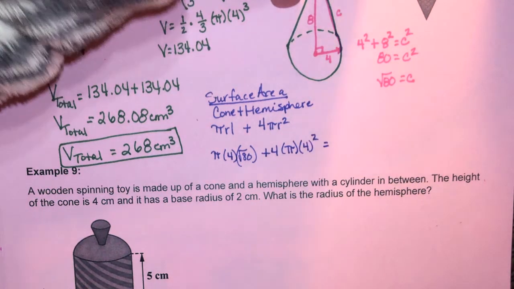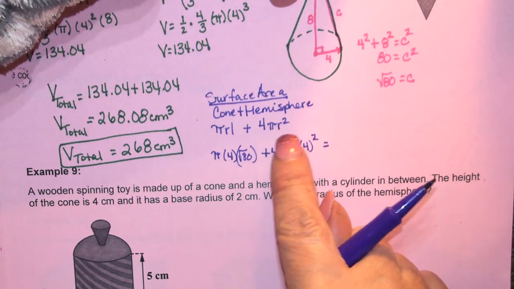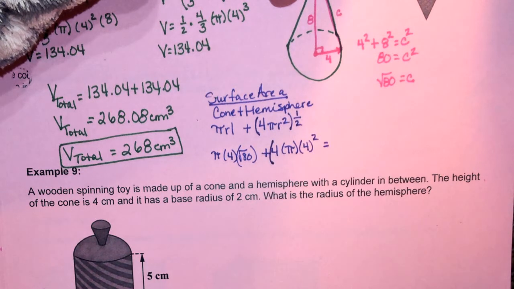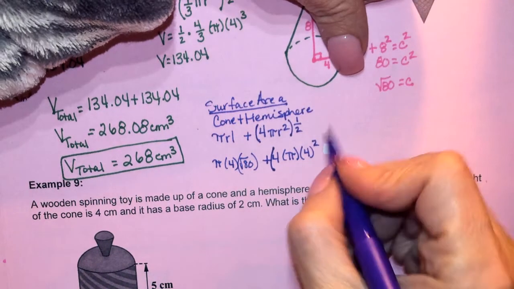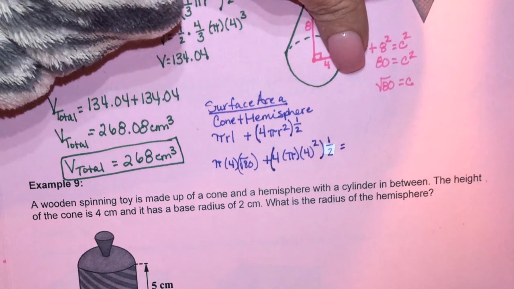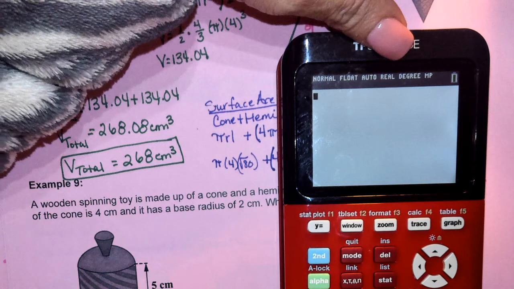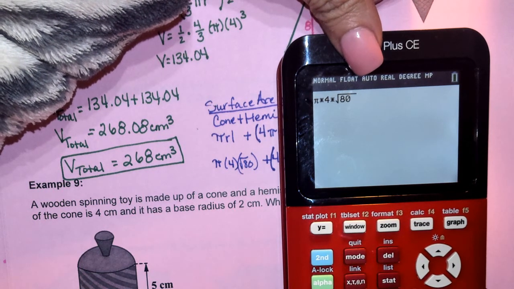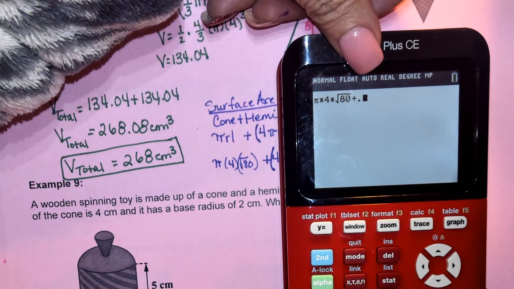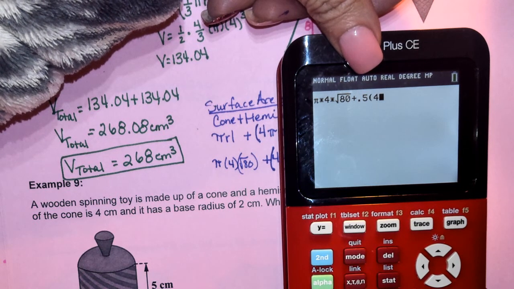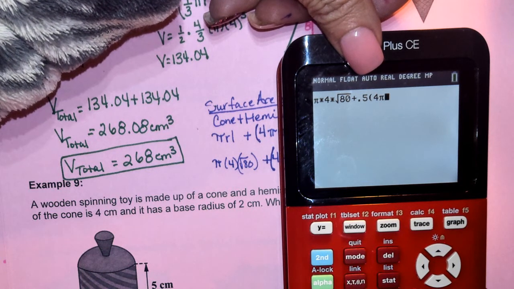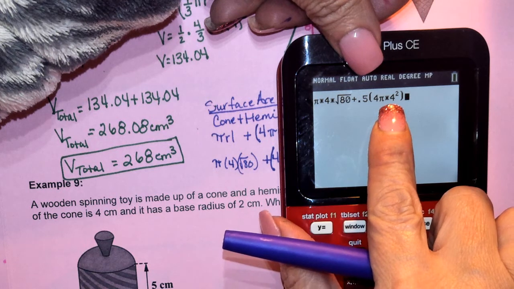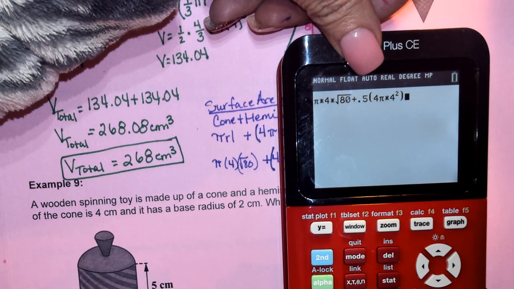You know what? That 4 pi r squared, that's the whole sphere. Since I only have half of it, I need to divide that in half. Could I have just changed the 4 to a 2? Yes, I could have. I would just want you to see the math behind that. So we are going to do pi times 4 times the square root of 80 plus 0.5 because that's half of it, times 4 pi times 4 squared. You could have changed that to 2, and it would have been the same thing. I'm going to check my math. Pi 4 square root of 80, half 4 pi r squared. Yep, I think that's right.